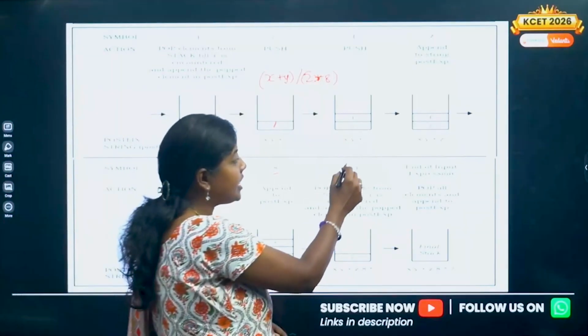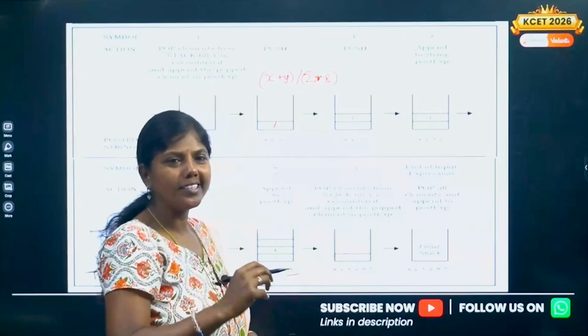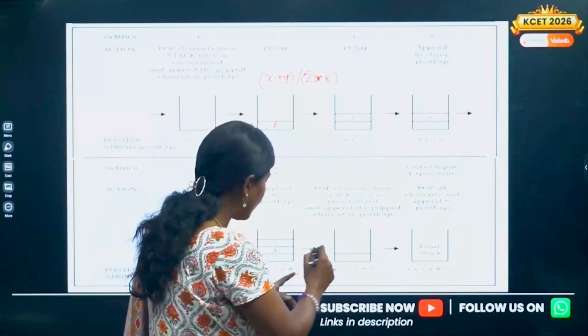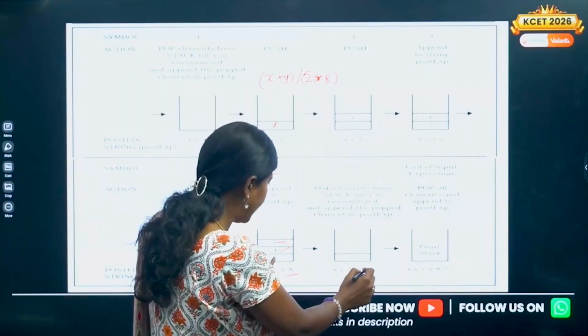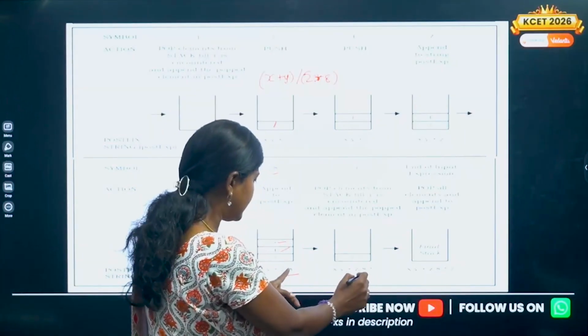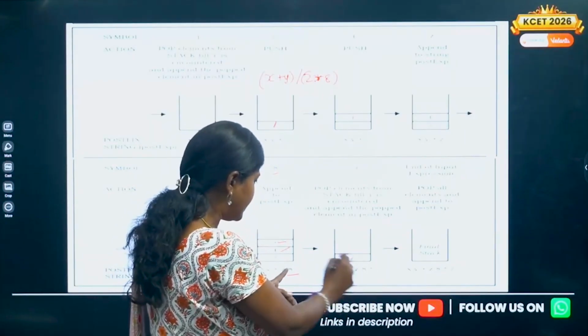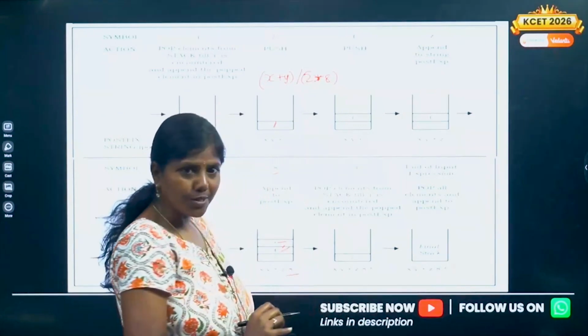Then we have the right parenthesis. Keep on popping till you get the left parenthesis. I have to pop this, and I have to pop this. After popping, the star is there. See, Z8 was there, I've appended this, and I've discarded both parentheses.